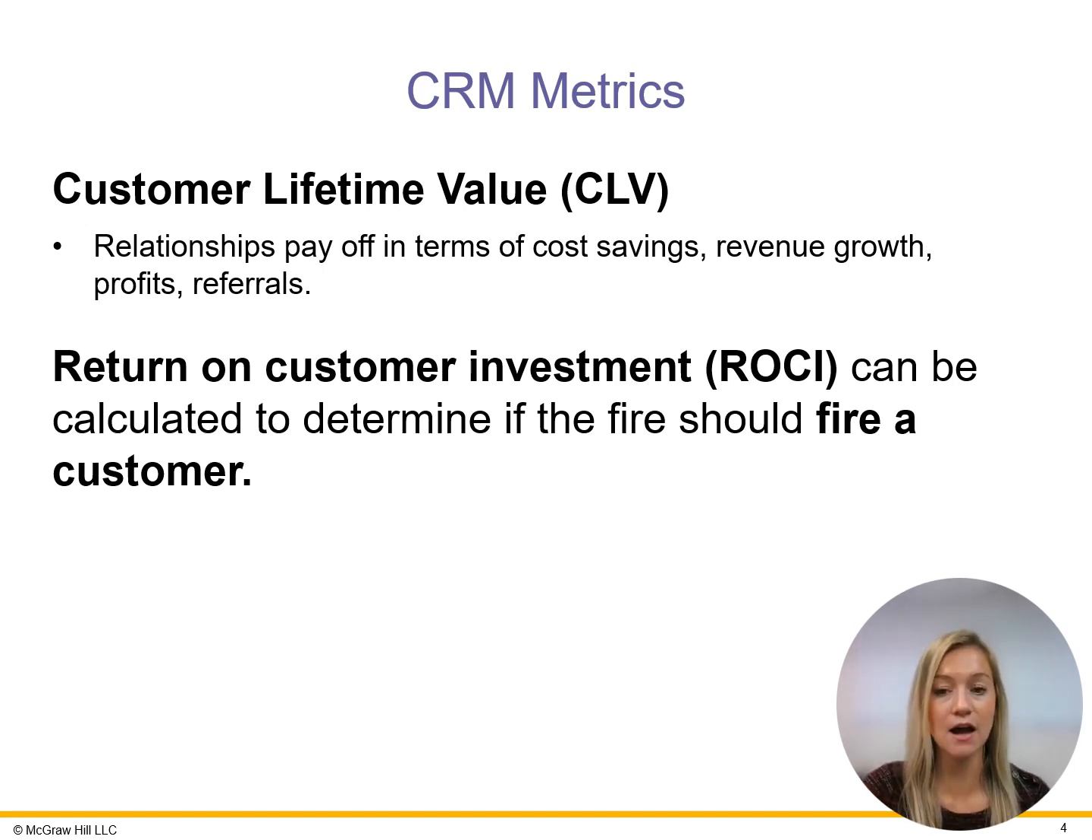Proliferation of ROCI analysis has raised the prospects of firing a customer who exhibits a low predicted lifetime value and instead investing resources in other more profitable customers. Of course, such action assumes other more attractive customers exist.